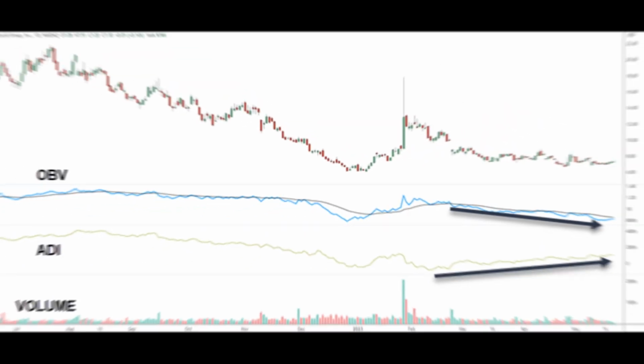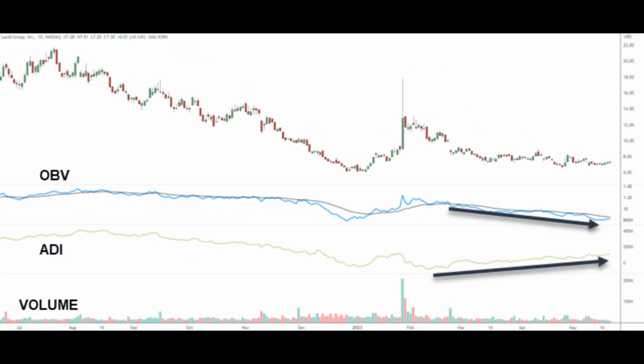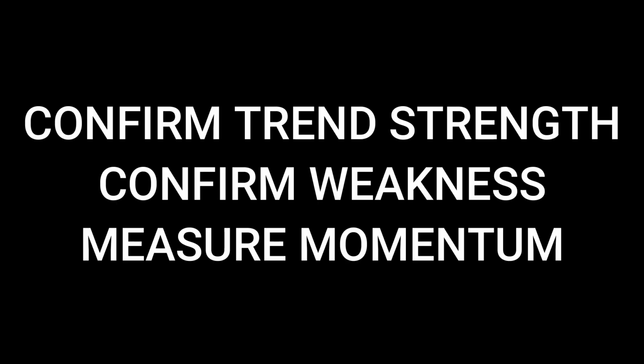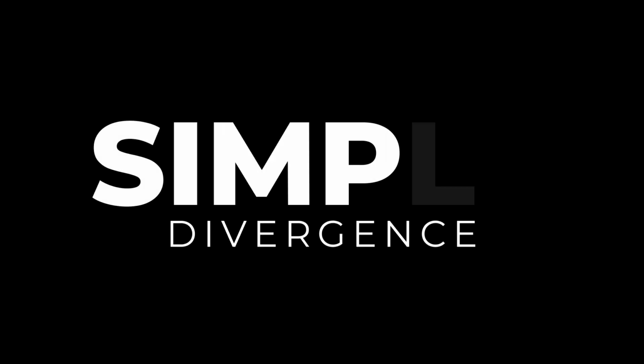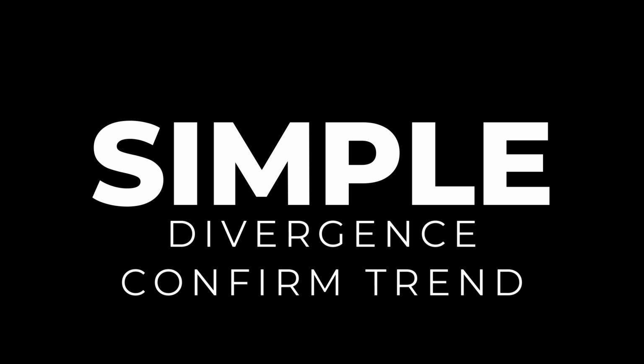Now, one indicator we can compare it with is the ADI, the Accumulation Distribution Index. That factors in both price and volume and measures buying and selling pressure. You can use these indicators in conjunction with the OBV. It can help you confirm trend strength or weakness and measure momentum behind the price. It's quite simple to use. Stick it on your chart. Look for instances of divergence between the indicator and price. That could indicate a weakening trend or a potential reversal. If both price and the indicator are trending in the same direction, it can provide confirmation of a strong trend.